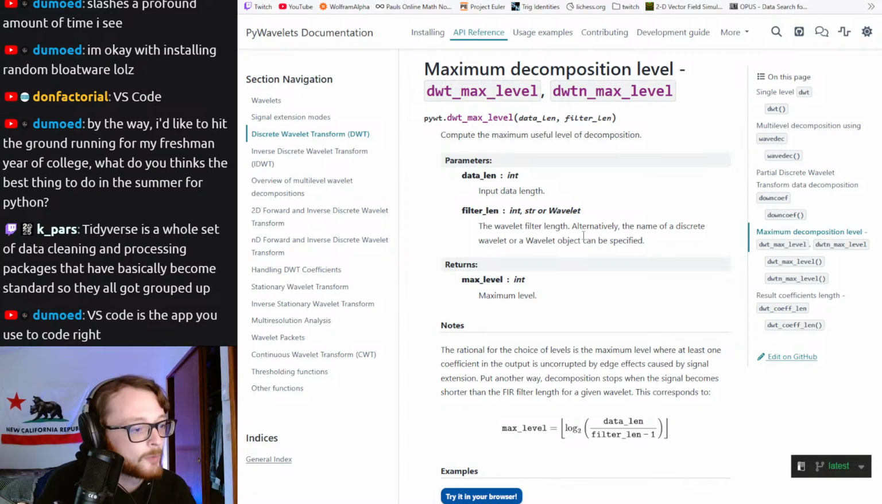Yeah, VS Code is what I use. I'd like to hit the ground running for my freshman year of college. What do you think the best thing to do in the summer for Python? Just try and accomplish a project, big or small. Well, small is better.